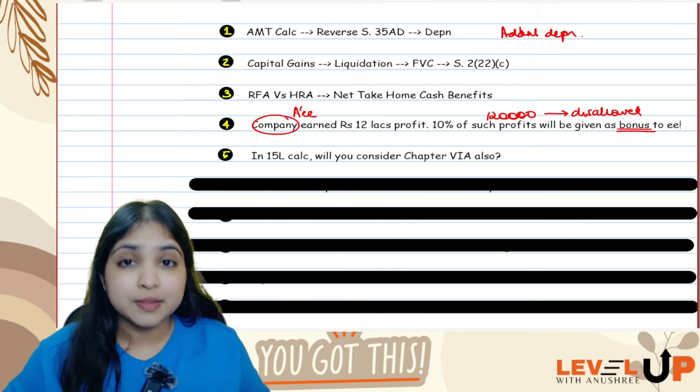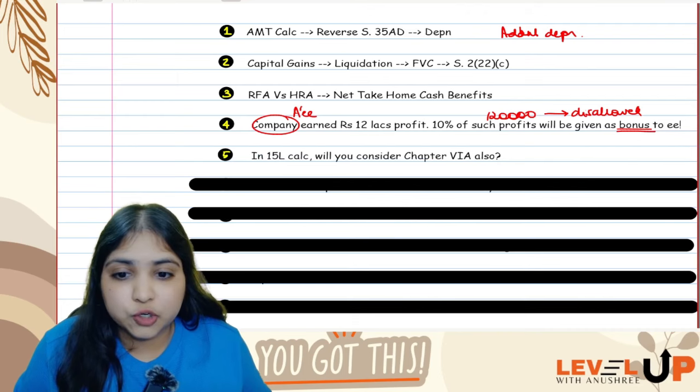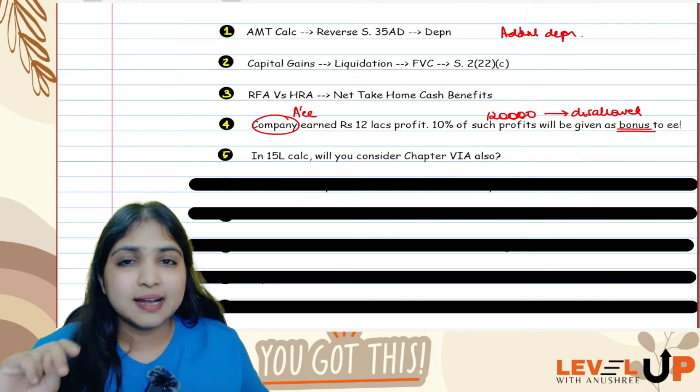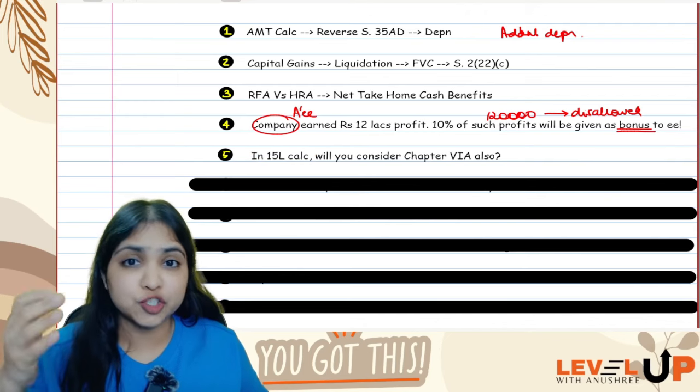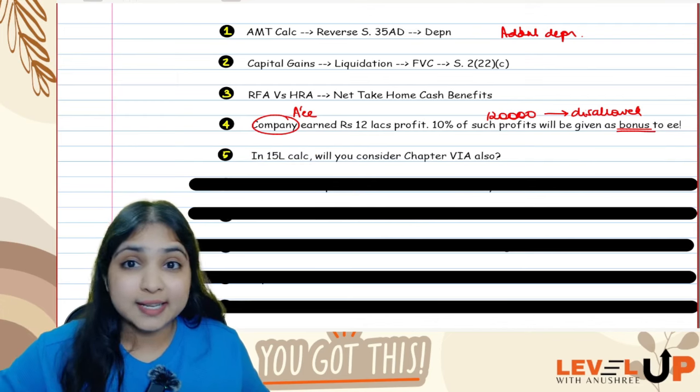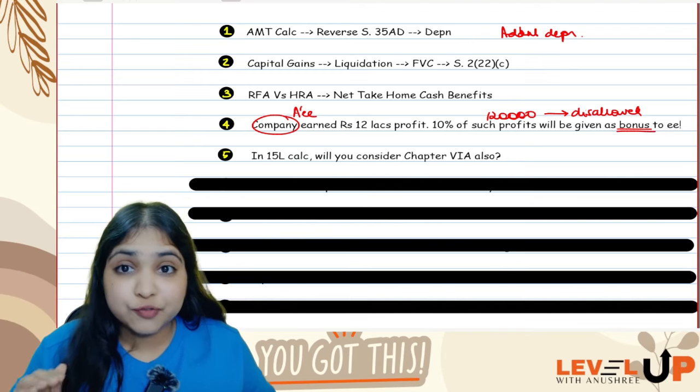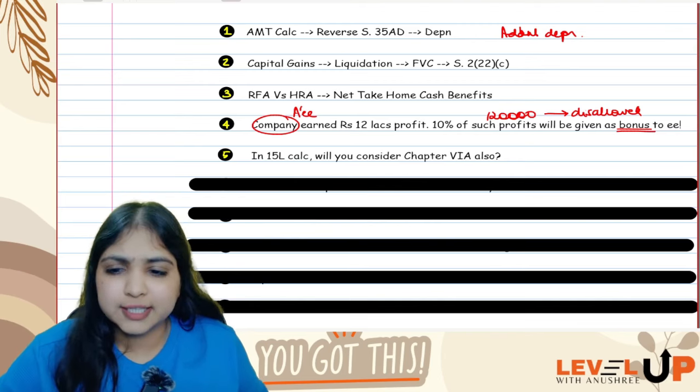Question number 5. In your residential status chapter, you do this 15 lakh calculation in two places. One is in deemed resident and the other is when you want to apply the special provision. The provision where you apply 120 days instead of 60 days, that one, okay. So in those two places, you do the 15 lakh calculation. Now what is this 15 lakh calculation?